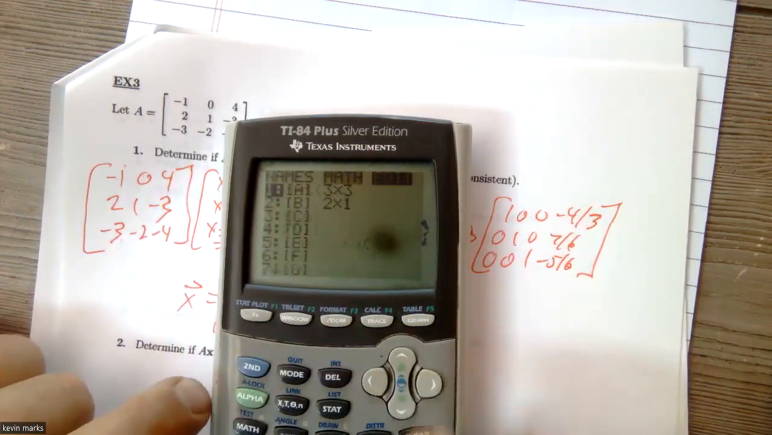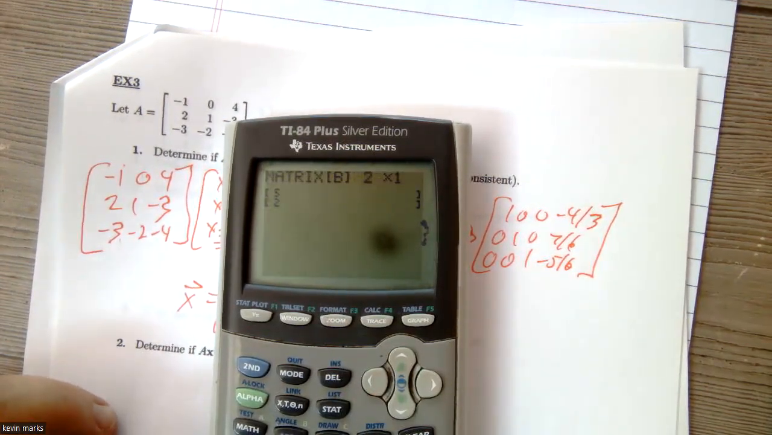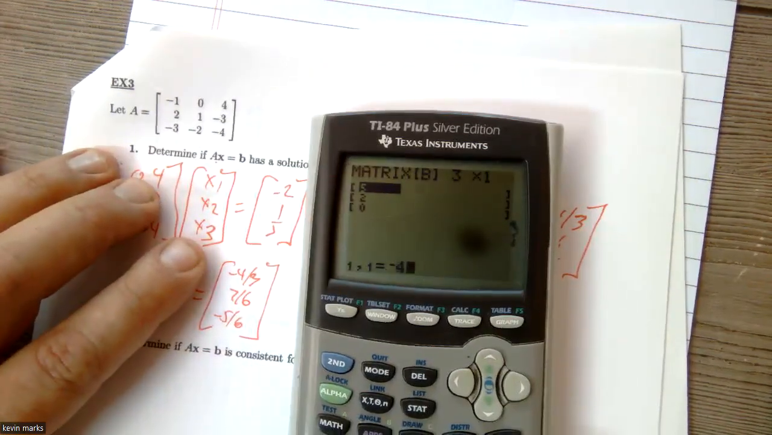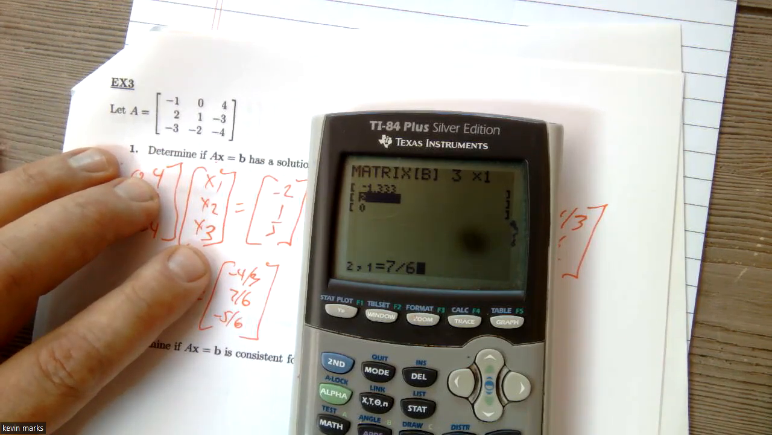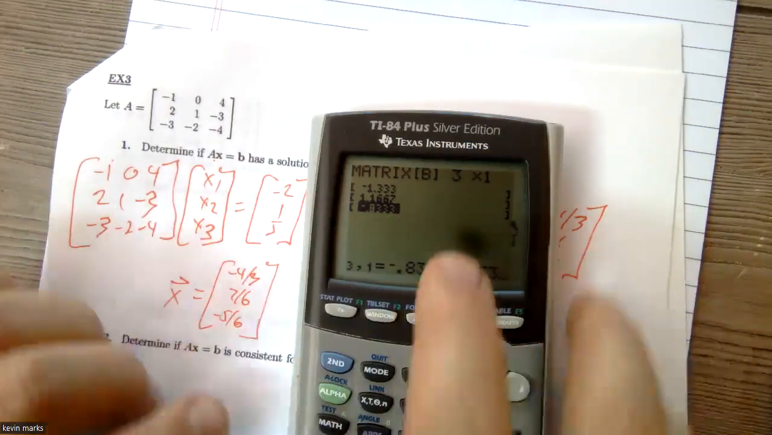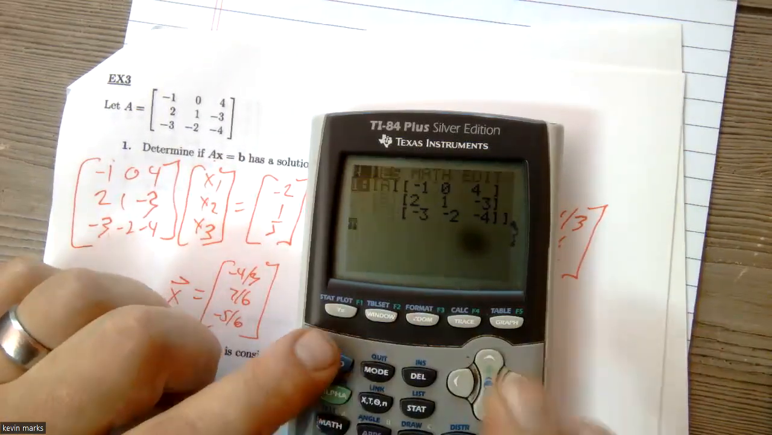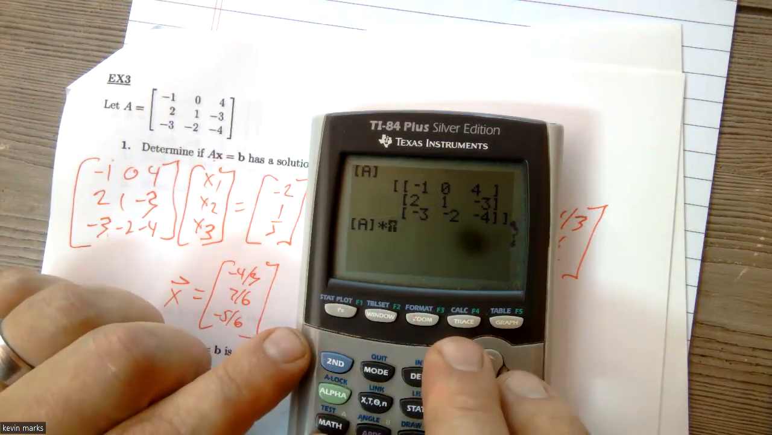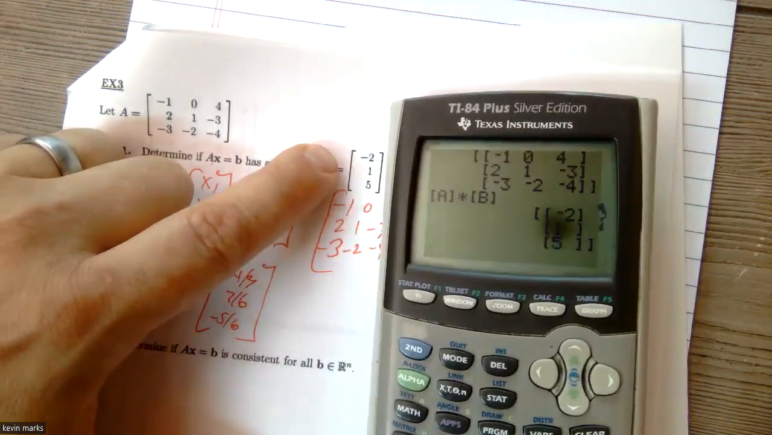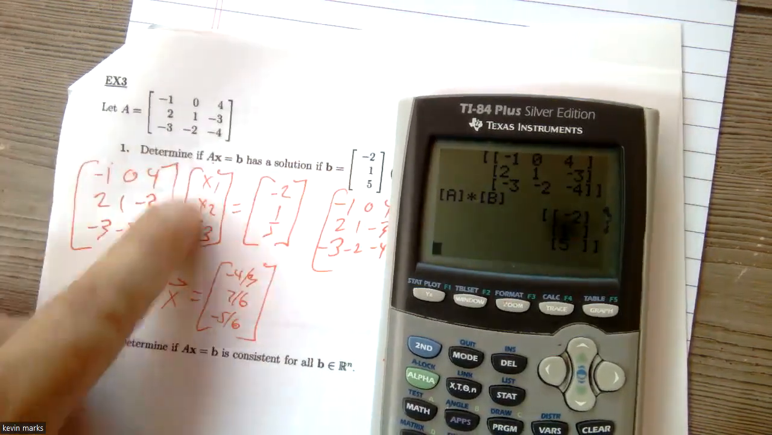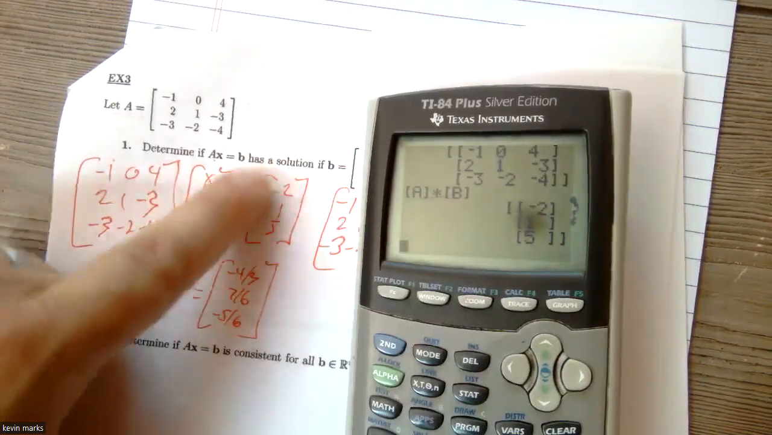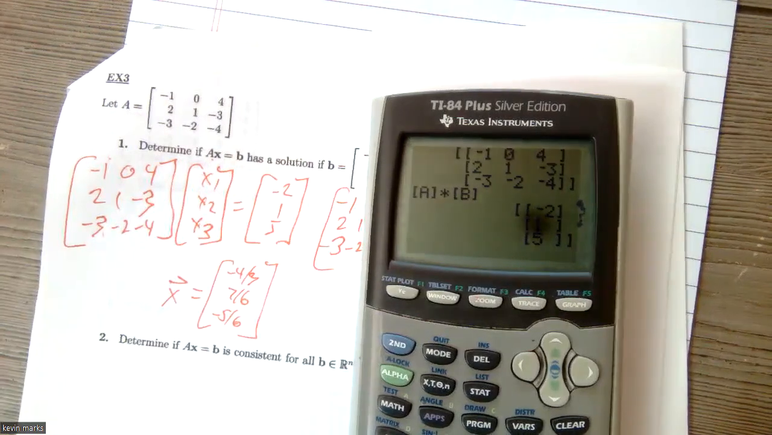So to check, I'll call another vector, in this case the 3 by 1 vector -4/3, 7/6, -5/6, right? So there's my x. So let's check what A times B is. Sure enough, it produces -2, 1, 5, right? And that's the whole point. If we took A and multiplied by what we got for x here, it does indeed produce -2, 1, 5, right?